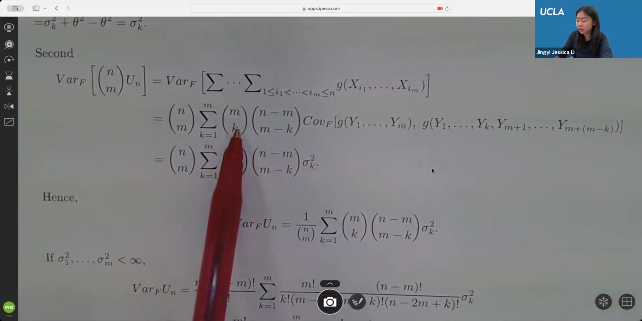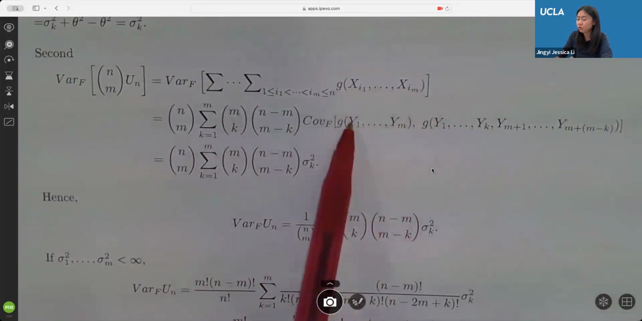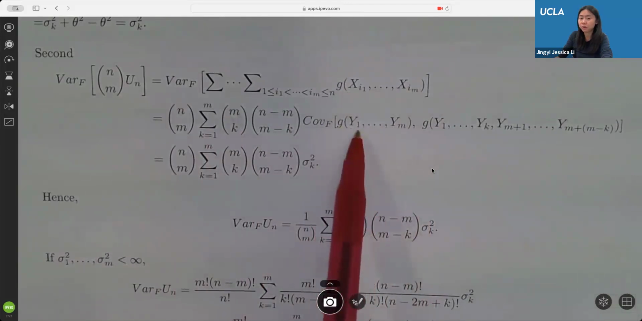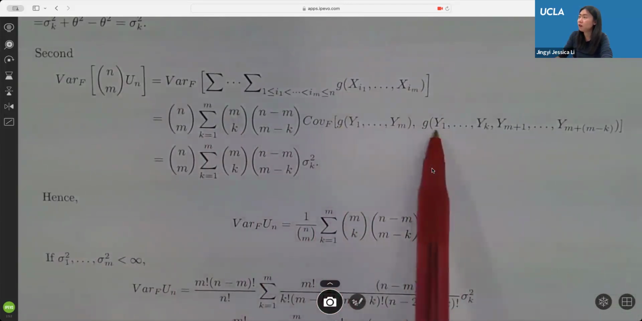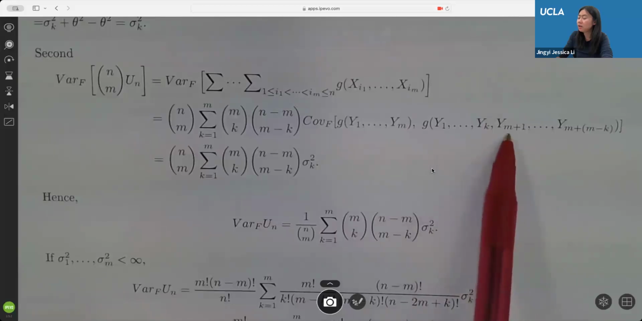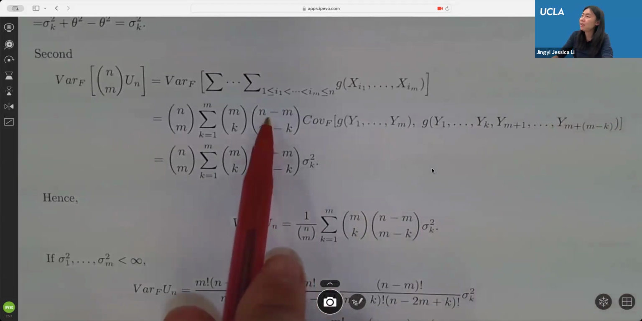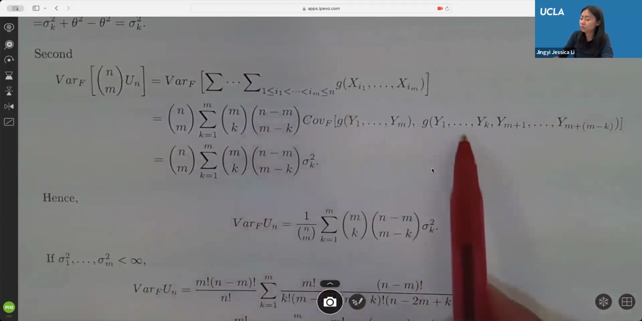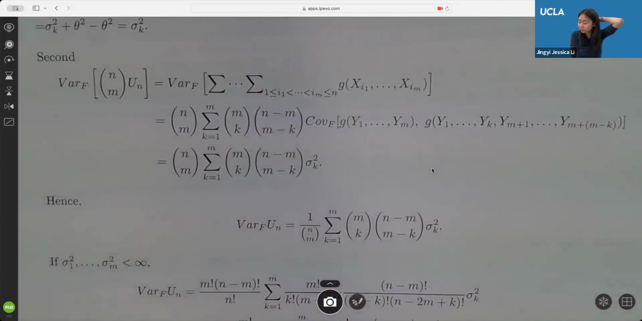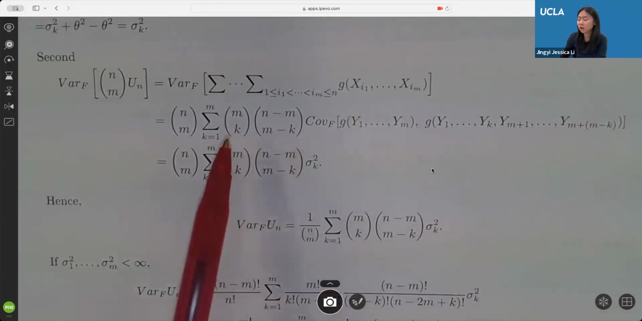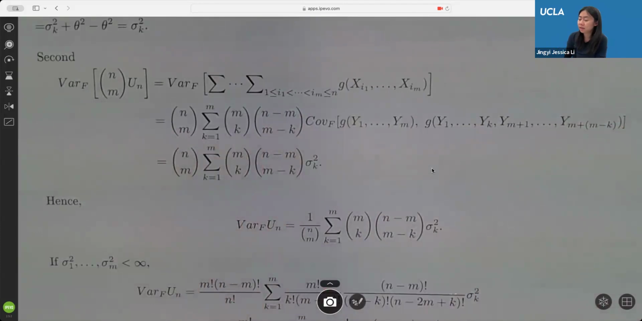Essentially, we sample K as the common overlap of two G terms. This is y1 to yk, which is involved in the first term, and also y1 to yk involved in the other term. But we know the other entries are non-overlapping, so I just need to sample those from the remaining n minus m. So choose those for the second term. And that covers all possible covariances, because this considers all possible cases where they overlap by K.